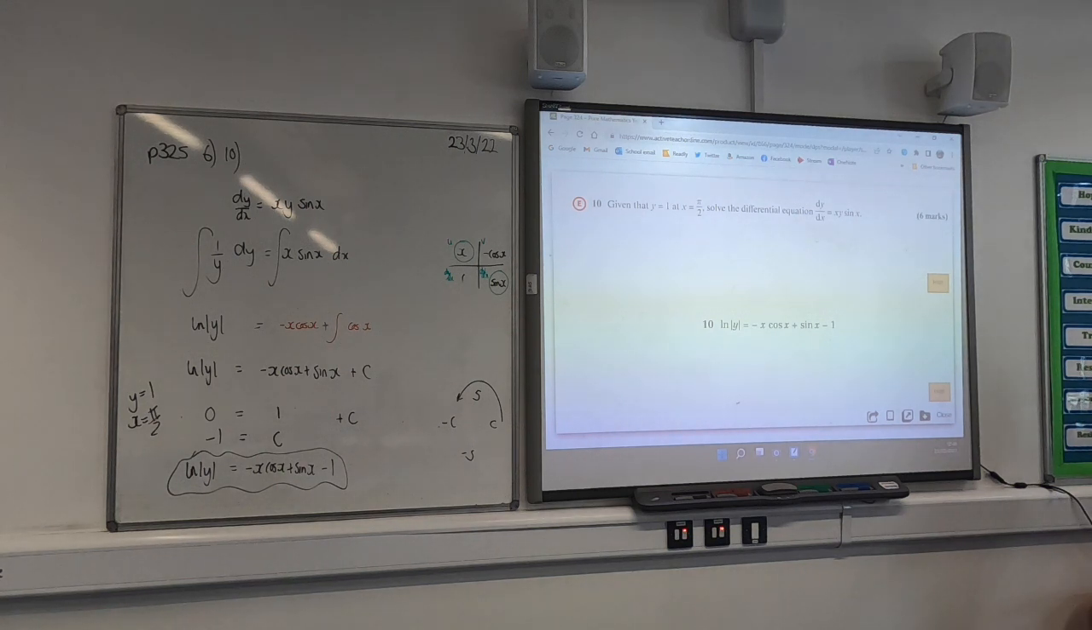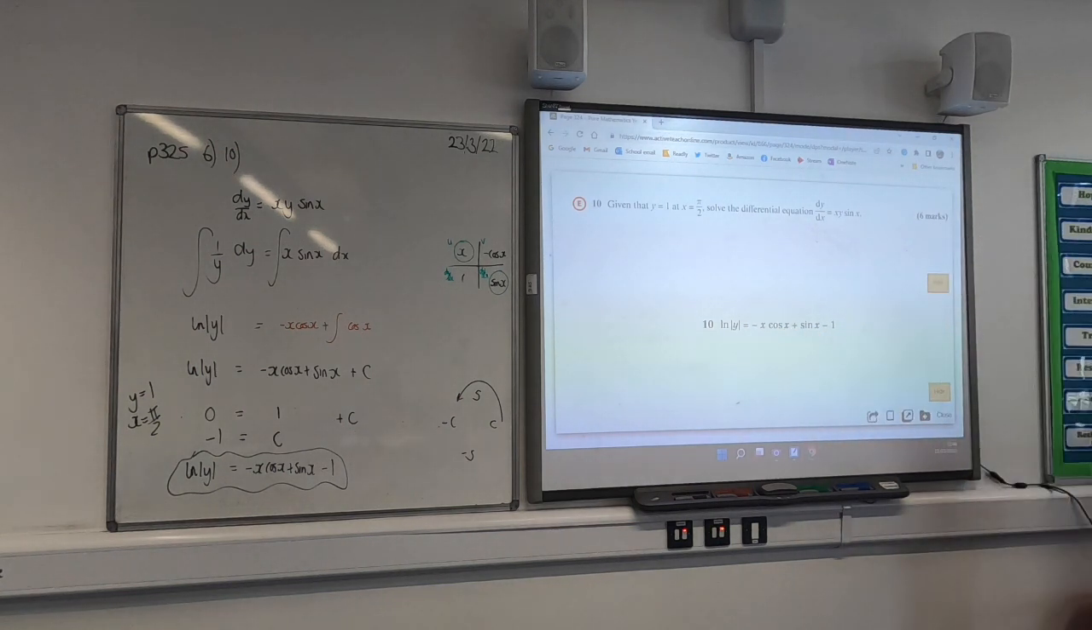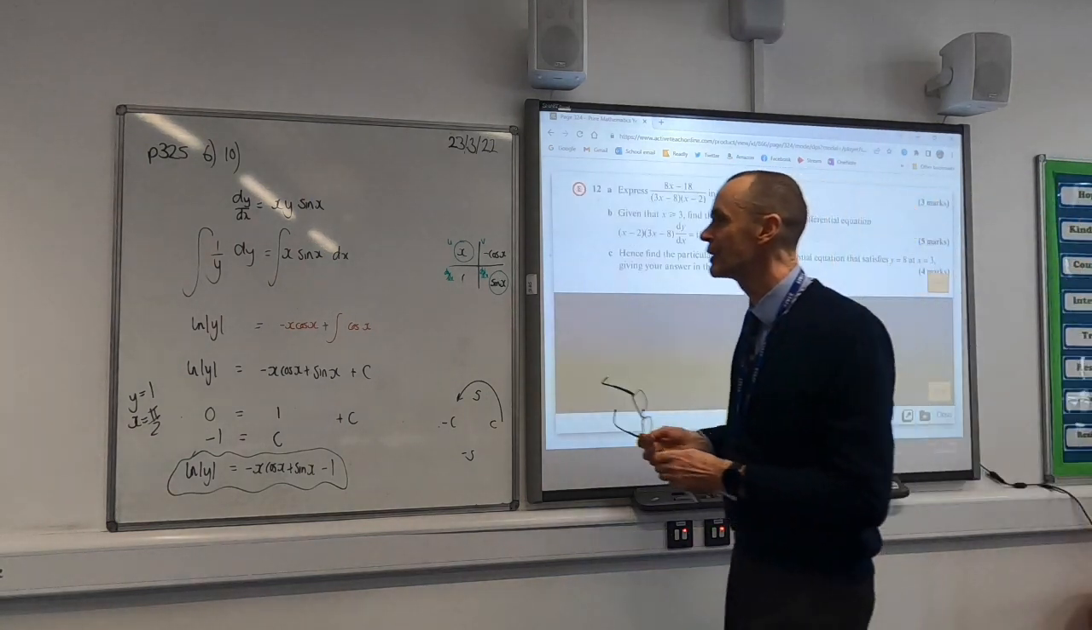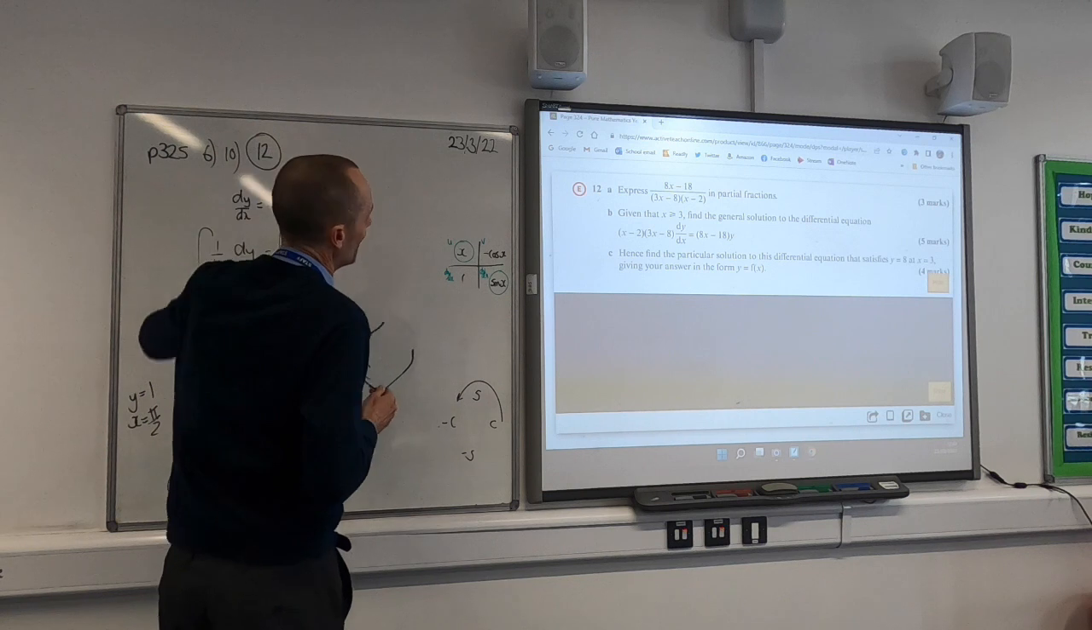However, if you chose to write it as y equals e to the all of this, that's perfectly okay. It would always be an "or equivalent" type question. Now we could spend all day looking at different examples of this. We don't have the time, so I'm going to recommend very strongly that independently you have a go at question 12.